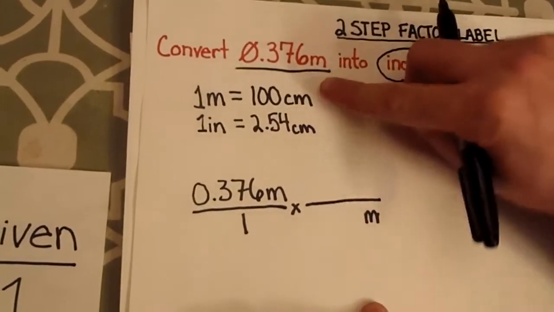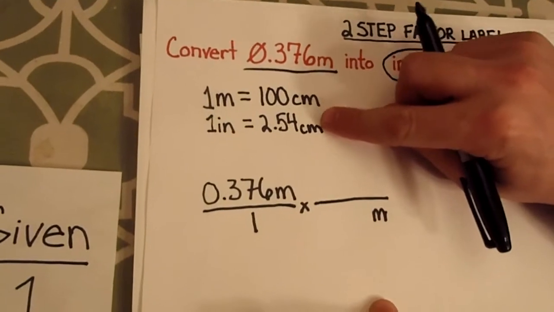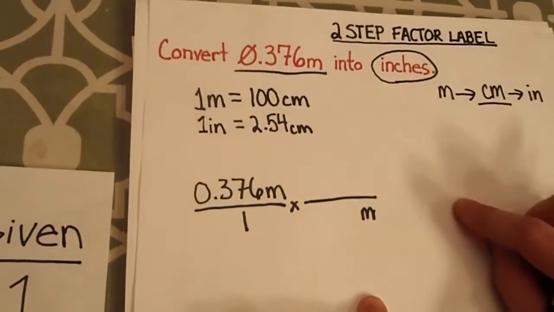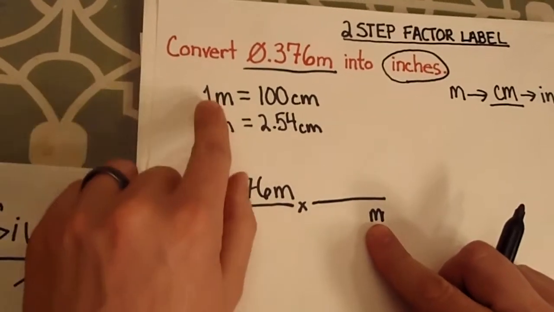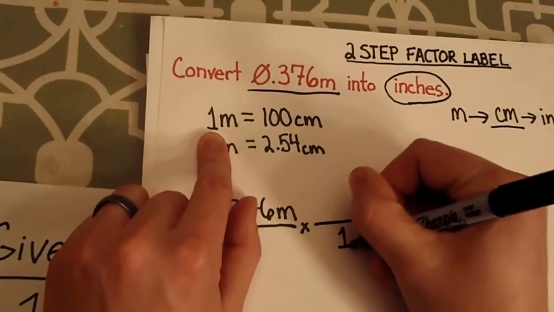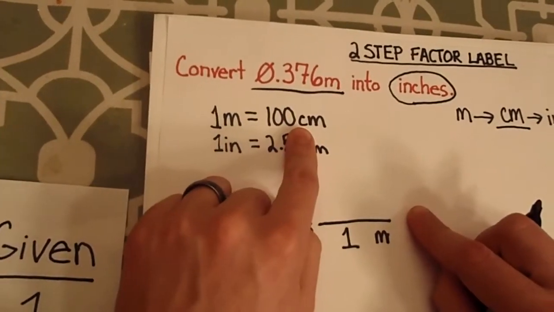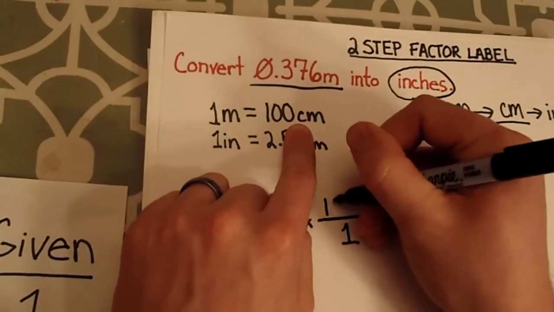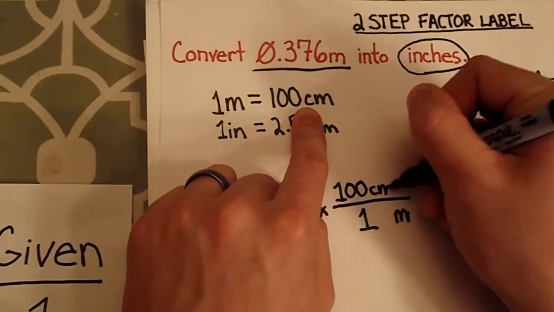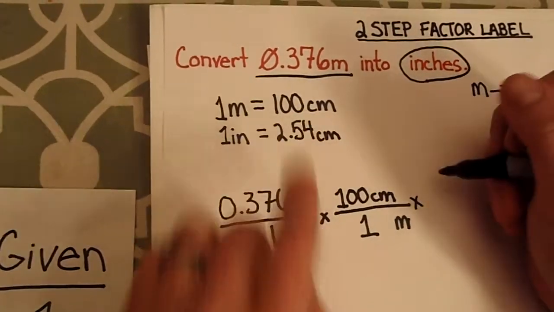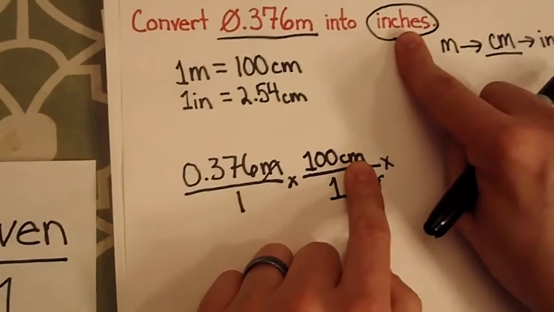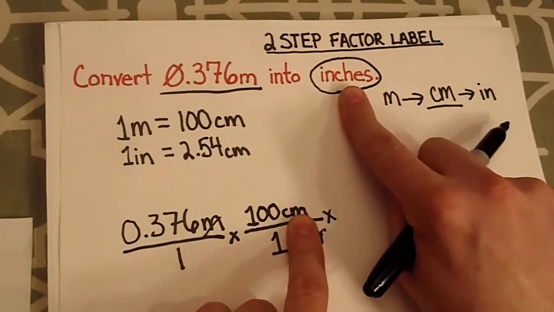So let's see. Which one of my factors has meters in it? Oh, this one right here. 1 meter equals 100 centimeters. Well, I look at what was next to my meter. It was the number 1, so I write a 1 right here. And then I put the other side of the equal sign on top. So I'll put my 100 centimeters on top. Okay, so my meters will cancel out. Now I'm in centimeters. Is that what I wanted to try to find? No, I wanted it in inches.